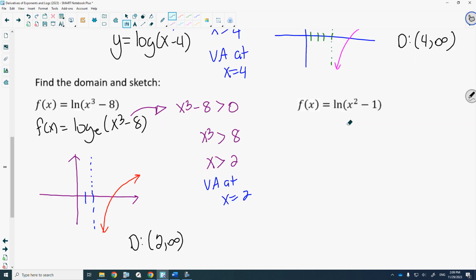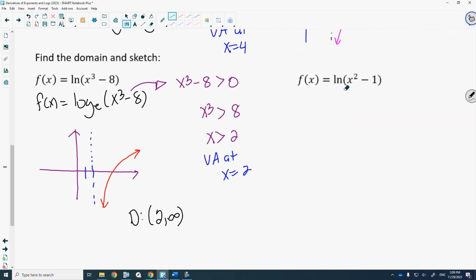Okay, watch what happens with this one. This one's going to be a little bit more complicated because it's a squared. So f of x is equal to log base e of x squared minus 1. So then you'd say, okay, this argument, x squared minus 1, always has to be greater than 0. X squared has to be greater than 1. Now, if we square root both sides, we're going to get plus or minus 1. Do you guys agree?